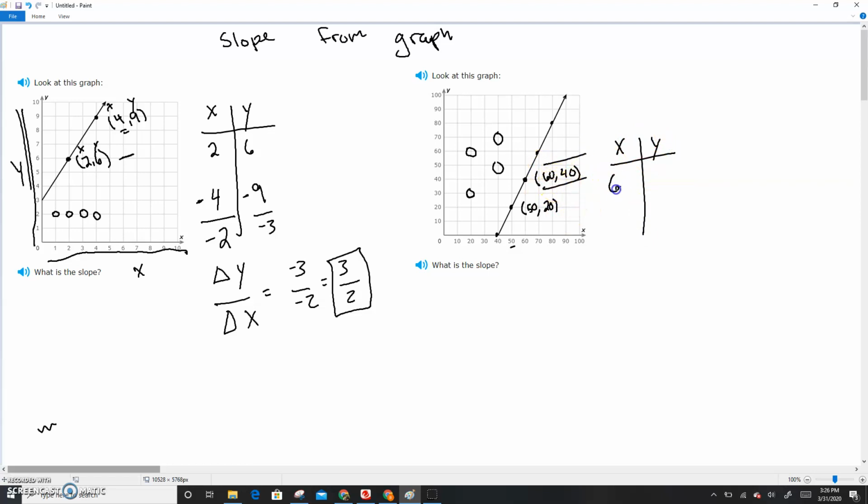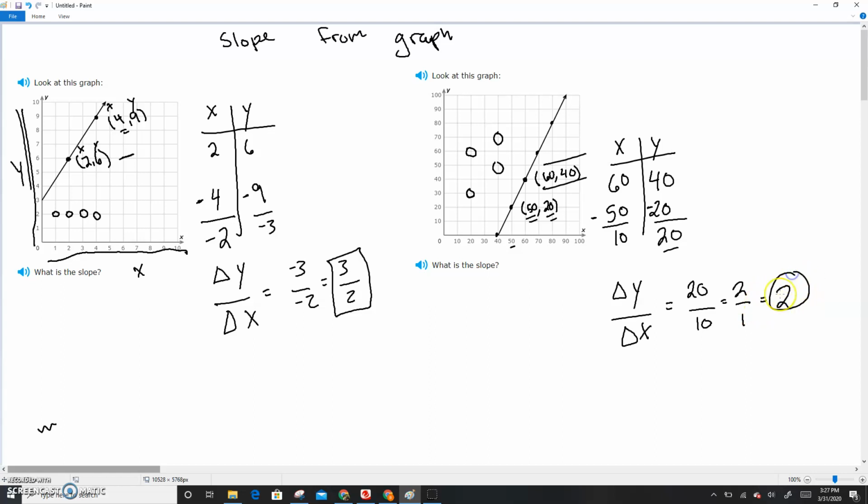Our first x value is 60. Our first y value is 40. Our second x value is 50, and our second y value is 20. This one's going to be super easy. 60 minus 50 is 10. 40 minus 20 is 20. We want the change in y over the change in x, which is going to be 20 over 10, which we can simplify to 2 over 1, or just 2.